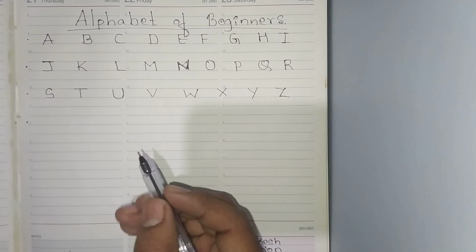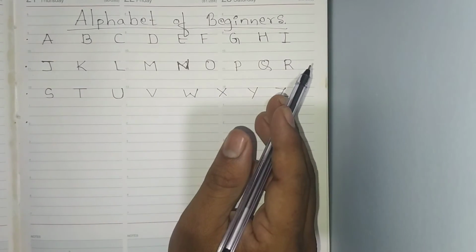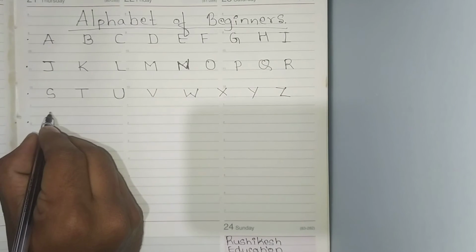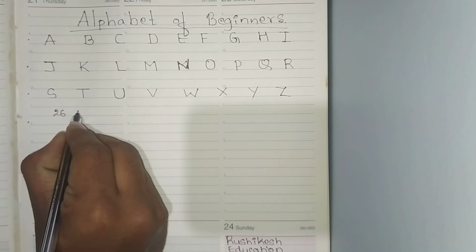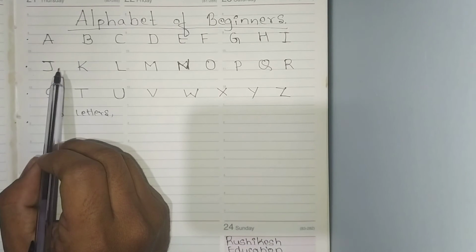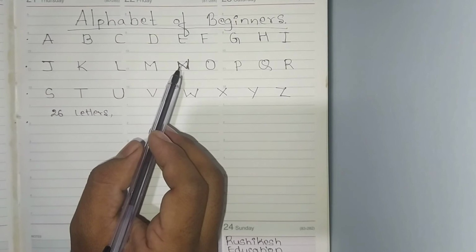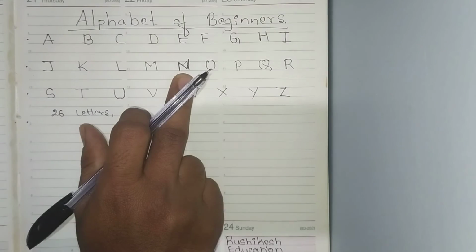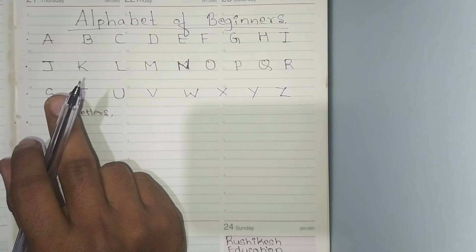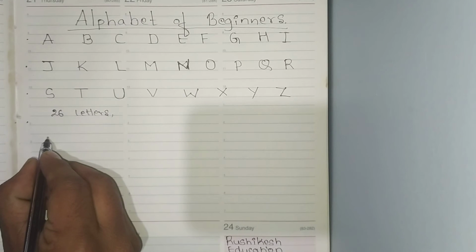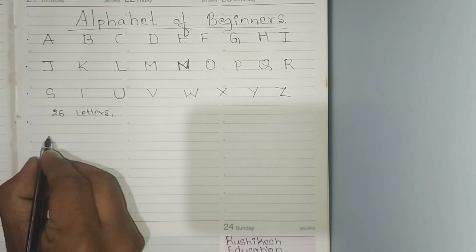The modern English alphabet is a Latin alphabet that consists of 26 letters. Each letter has an uppercase and a lowercase. The uppercase is known as capital letters and the lowercase is known as small letters. We are writing lowercase now, meaning small letters.